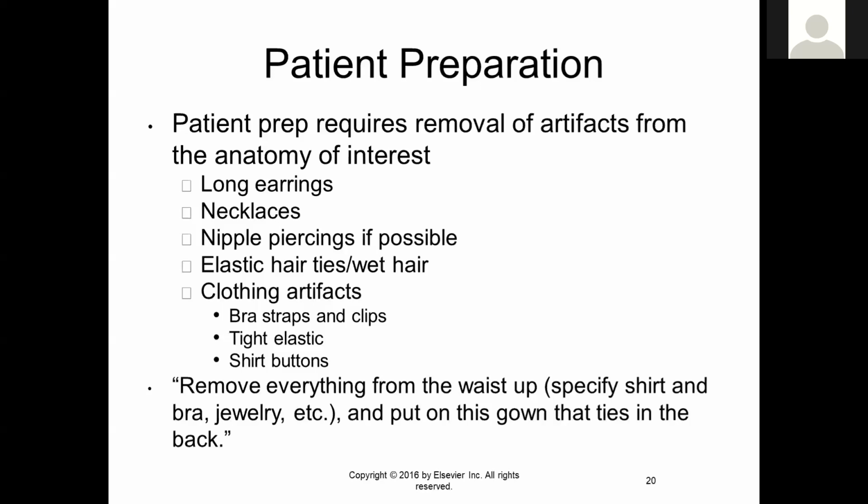Generally, for a chest x-ray, you're going to have your patient remove everything from the waist up and put on a gown, ties in the back. Get in the habit of specifying articles of clothing that you want removed. So specify everything from the waist up, your shirt, your bra, because you will have patients that take the shirt off, put on a gown, leave the bra on. You don't see that until you take the x-ray and you notice the clips over part of the anatomy, and then you have to reshoot it. You are doubling the patient's radiation dose because of the artifact.